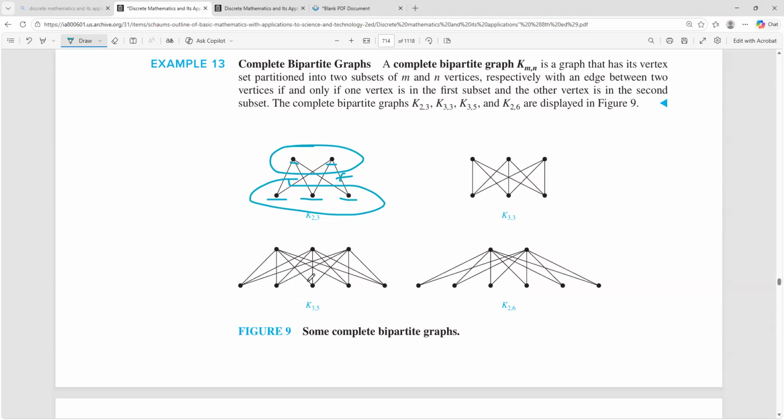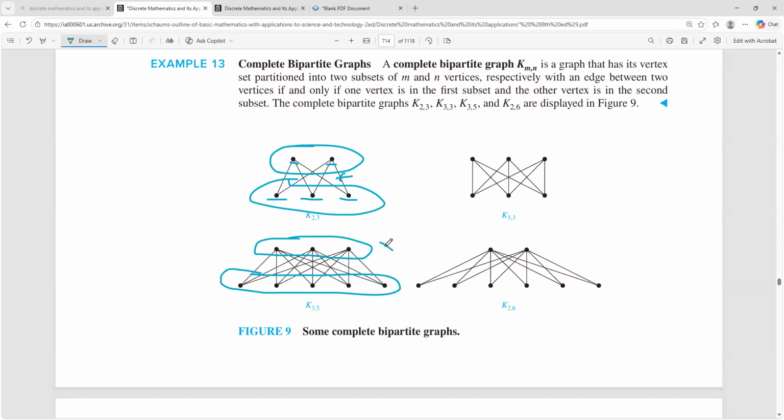Same thing here. So we have complete K3,5, where there's three nodes in one set, five nodes in the other set, and every one of the three nodes here is connected with all five of the nodes in the other set. Same thing for the five nodes here, connected with the three nodes here.